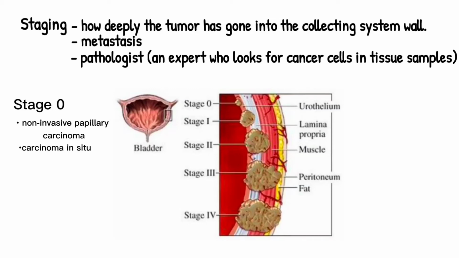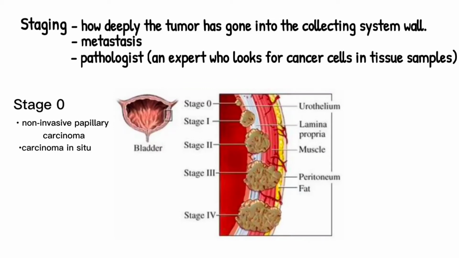In stage 2, cancer has spread through the layer of connective tissue to the muscle layer of the renal pelvis and or the ureter. Next, for stage 3, cancer has spread from the renal pelvis to tissue or fat in the kidney, or from the ureter to fat that surrounds the ureter.